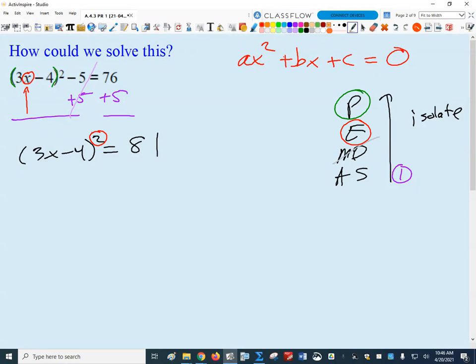How are we going to undo that exponent? How do we undo a squared? Square root. Yeah, we could square root.